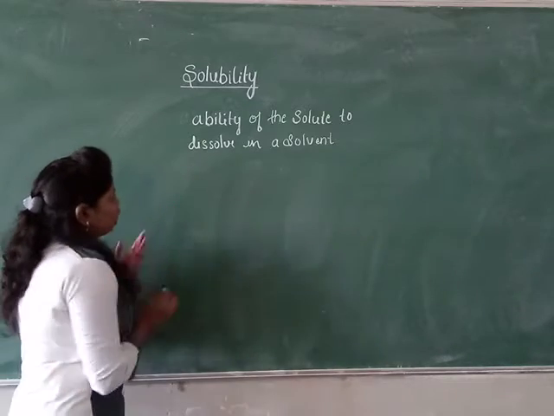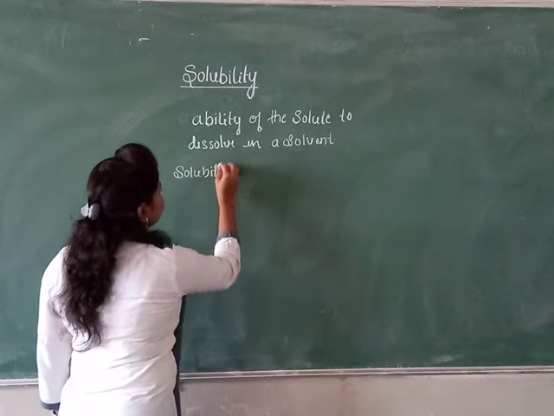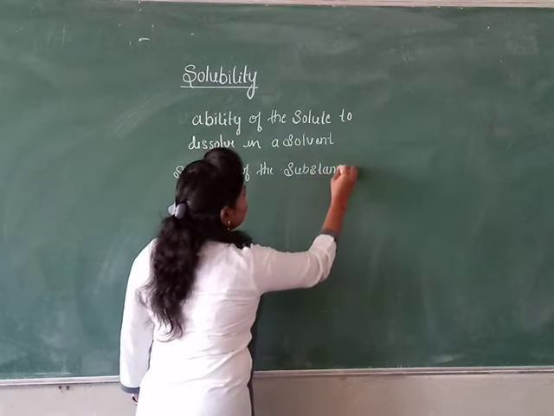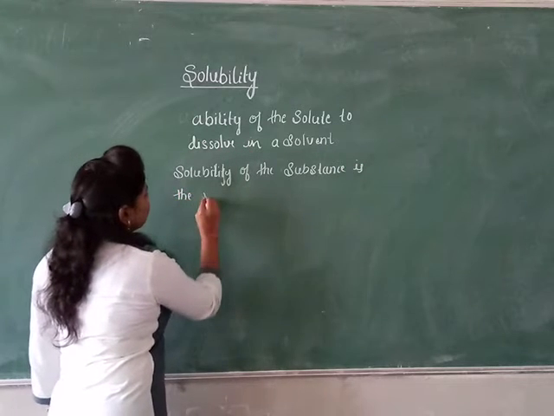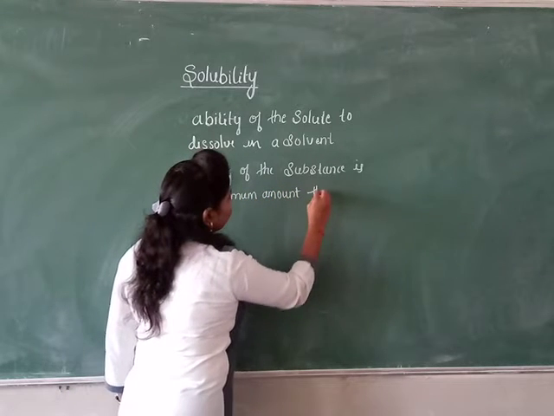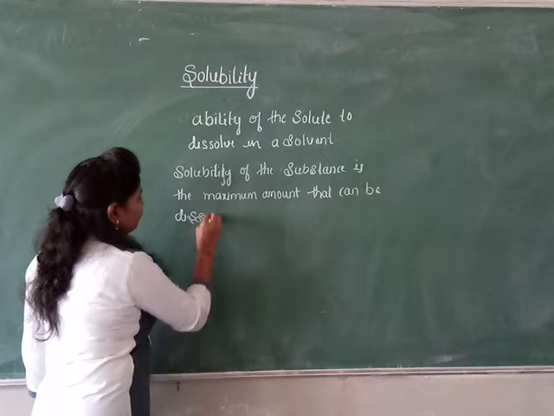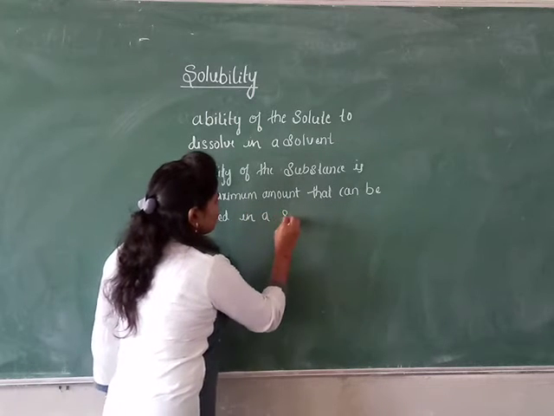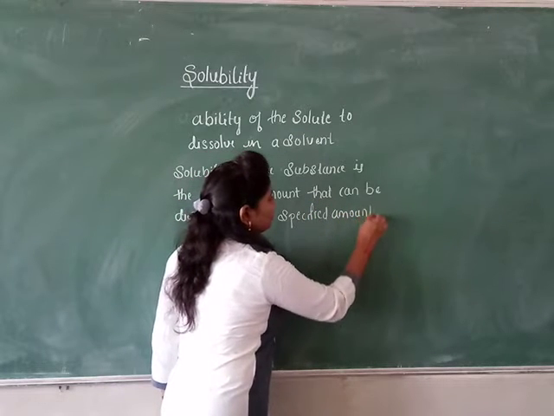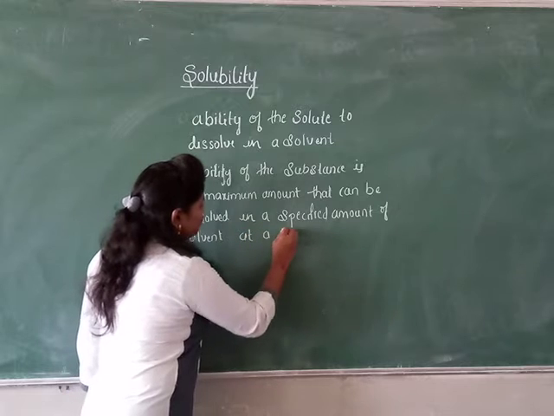Or the solubility of a substance is the maximum amount that can be dissolved in a specified amount of solvent at a specified temperature.